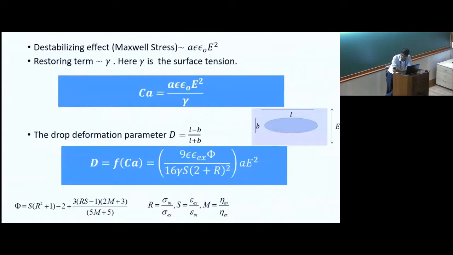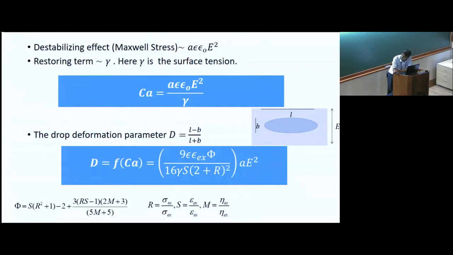And this shape depends upon a few things. One, the destabilizing effect is from the stress that comes from the Maxwell stress, which is epsilon naught E squared term. The restoring term comes from your surface tension. So you describe something known as the capillary number, which is a ratio of the destabilizing stress and the restoring term, which is the surface tension term. And in response to this, basically the drop deforms. So you see, in the earlier case, I had only drawn a prolate object, but here I have drawn an oblate object, which means that the drop can actually become oblate.